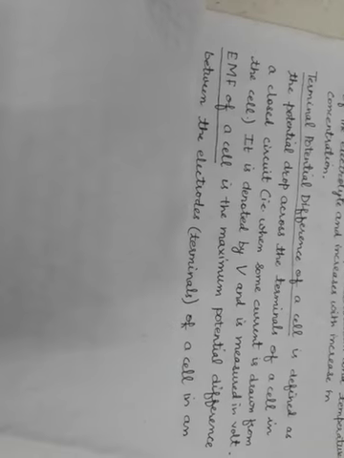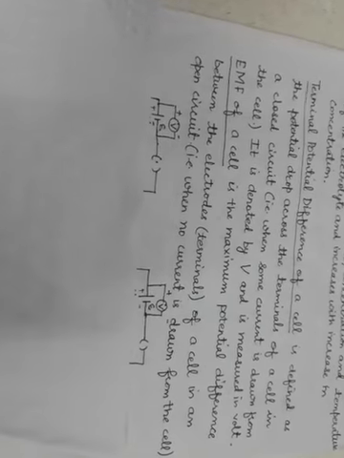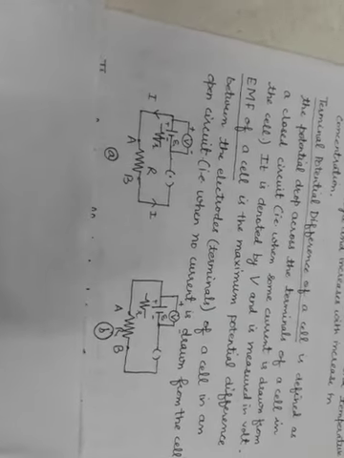The next term is EMF. Now the EMF is the maximum potential difference between the terminals of a cell in an open circuit. EMF is also a potential difference, but when we keep the circuit open, that is when no current is drawn from the circuit.